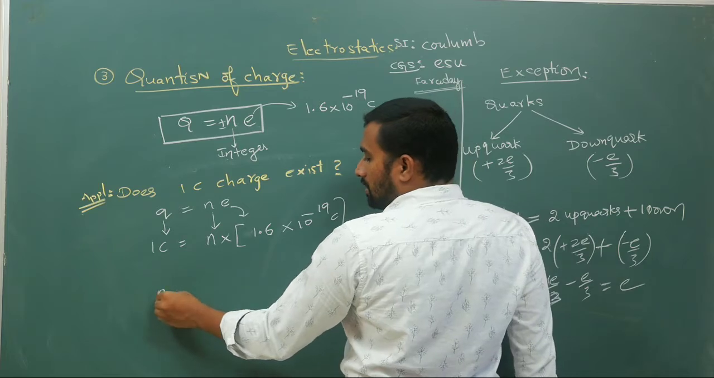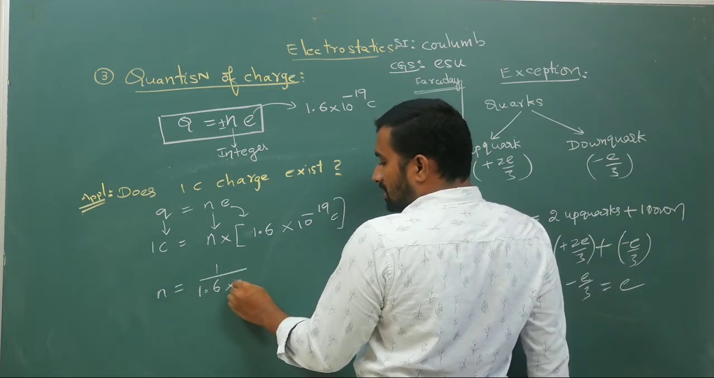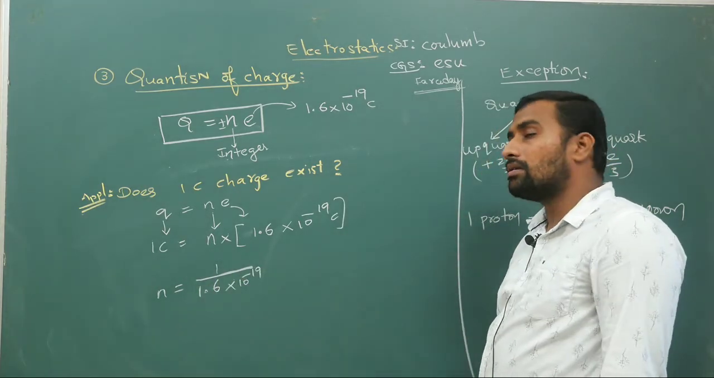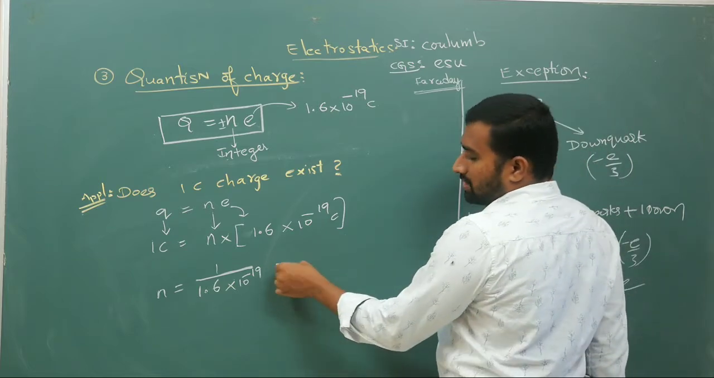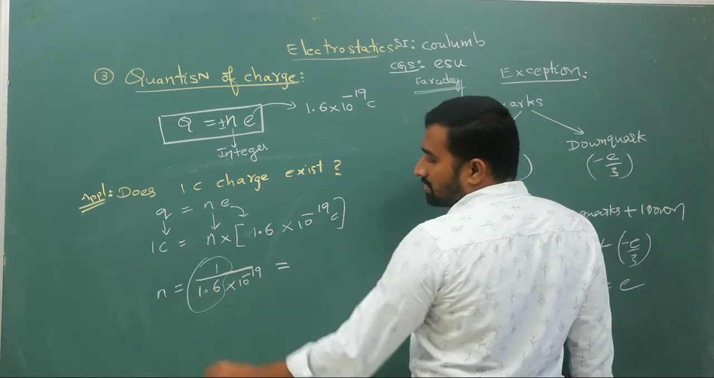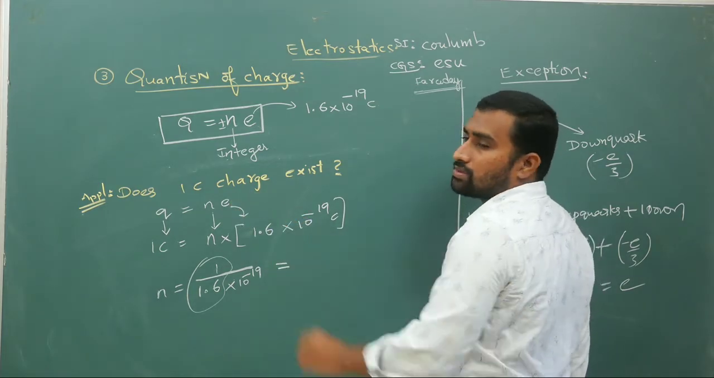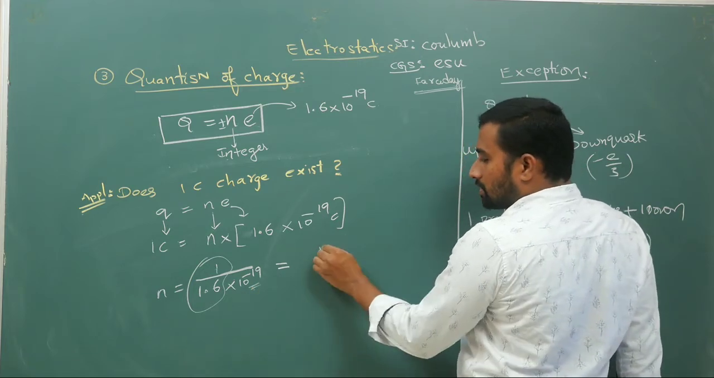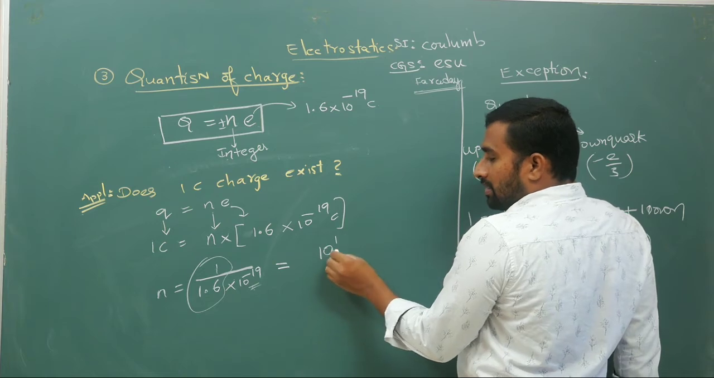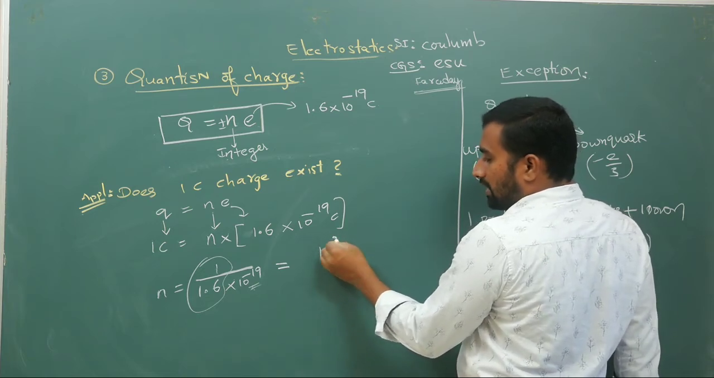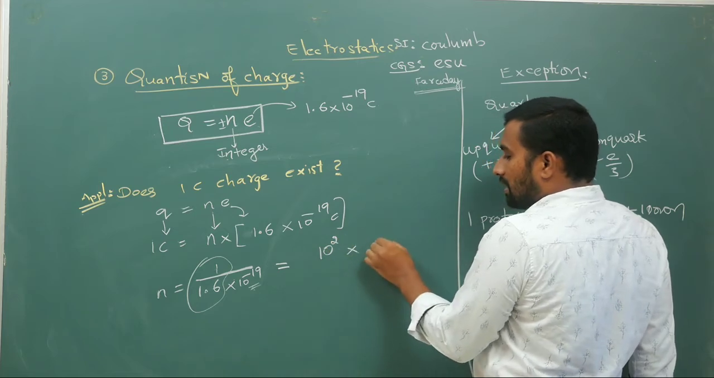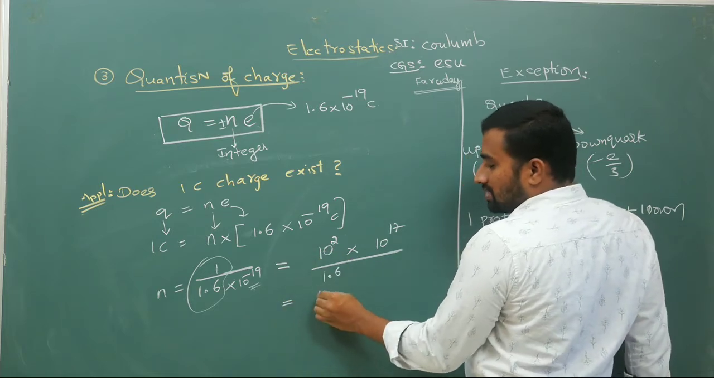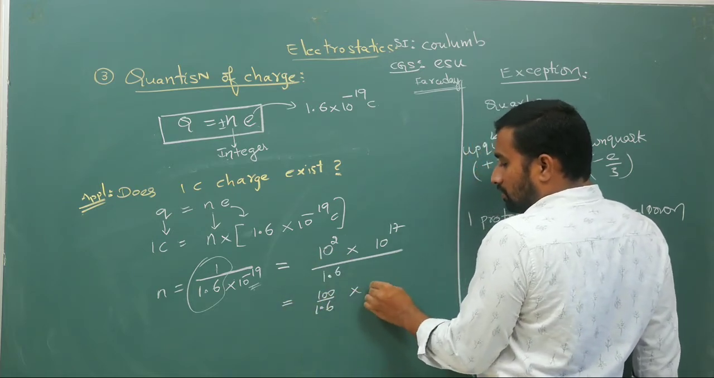Now N is 1 by 1.6 into 10 power minus 19. Many people get fed up when I explain this. They see 1 by 1.6 looking like a decimal and think the charge will not exist. That is not at all correct. You have the 10 power minus 19 term also. You can write it as 10 power 2 into 10 power 17 by 1.6. So this is 100 by 1.6 into 10 power 17.